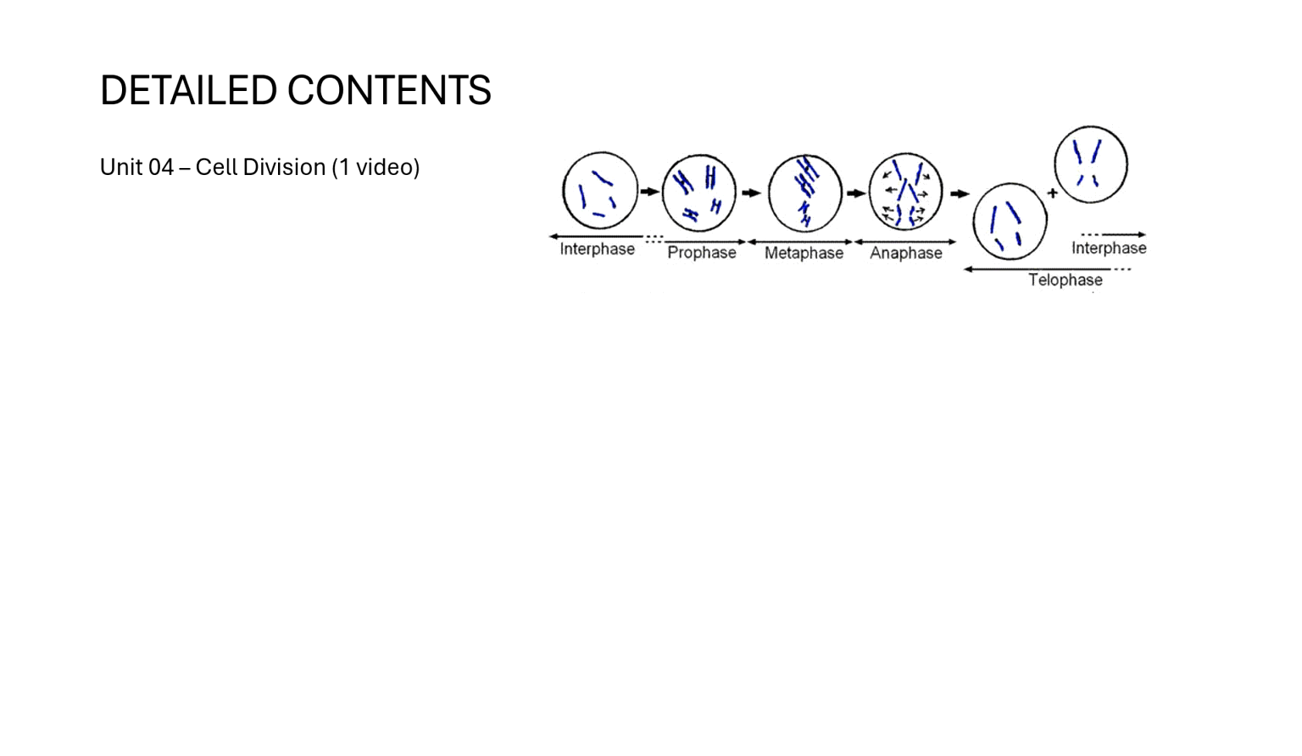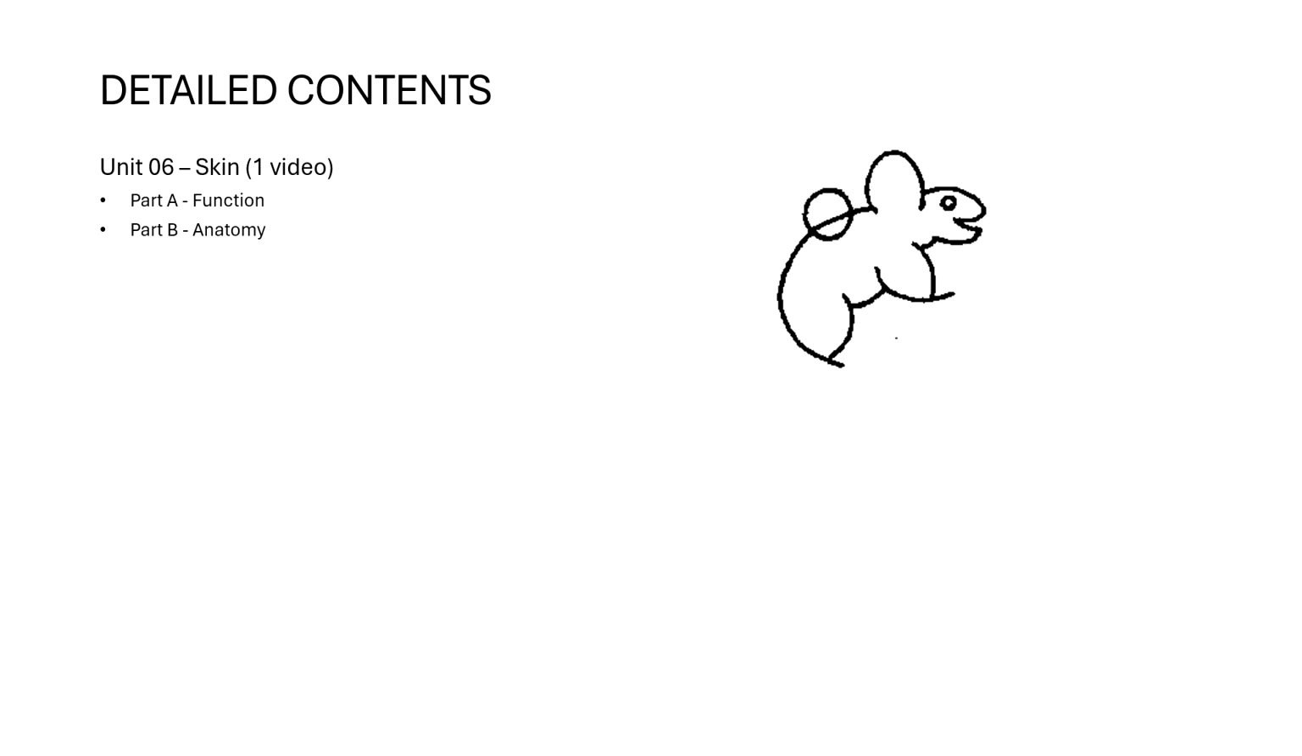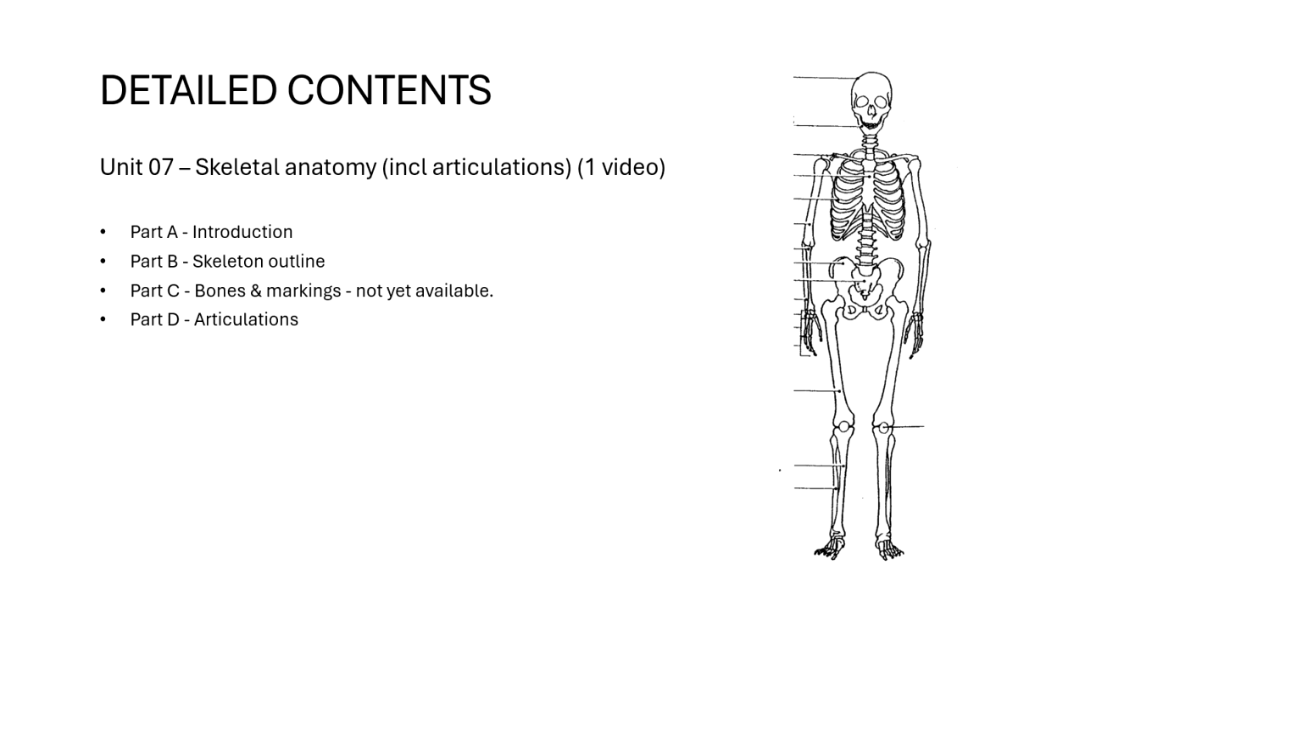Unit 4 is cell division. Unit 5 covers tissues, including epithelial, connective, muscular, and nervous tissue. Unit 6 covers the function and anatomy of the skin.